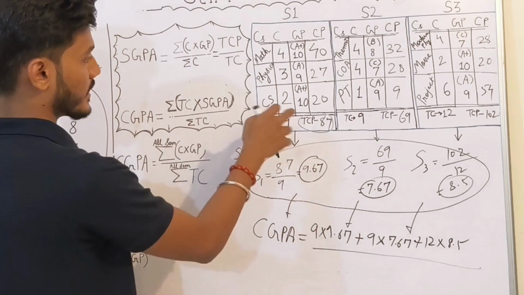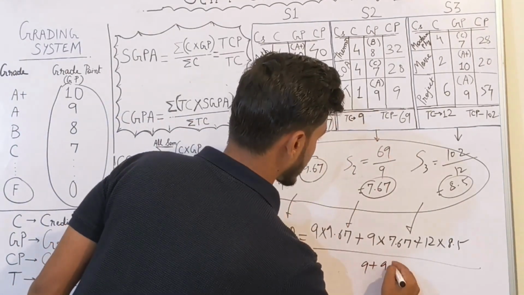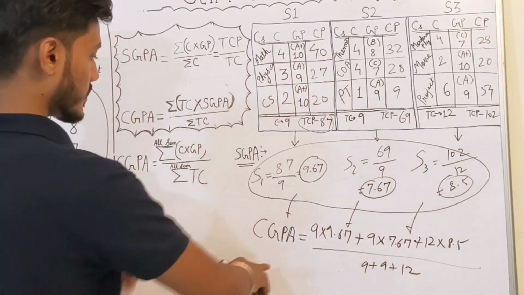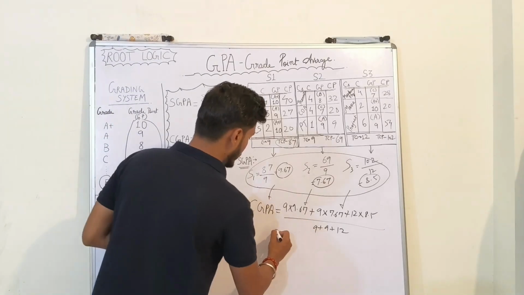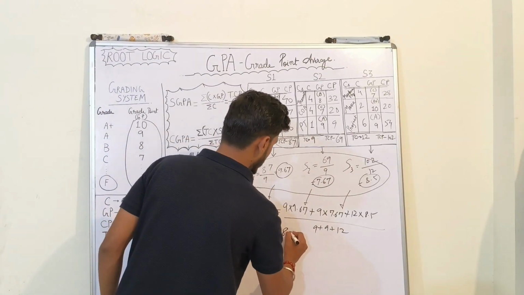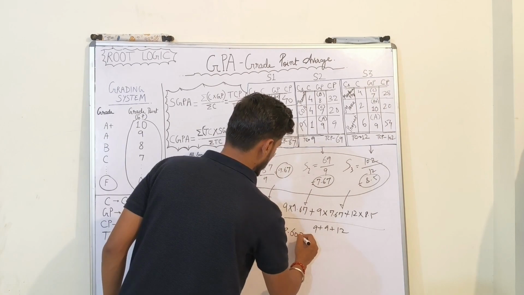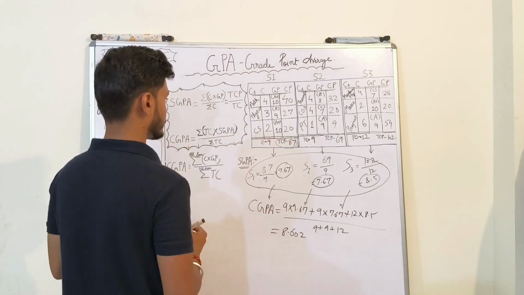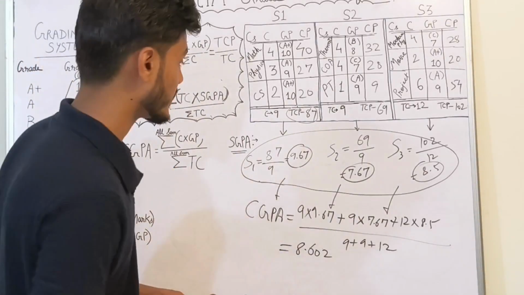Divided by total credits, right? The summation of all the credits. So 9 plus 9 plus 12. You are seeing this, okay? Now, if you calculate it, the CGPA will come out to be 8.602.